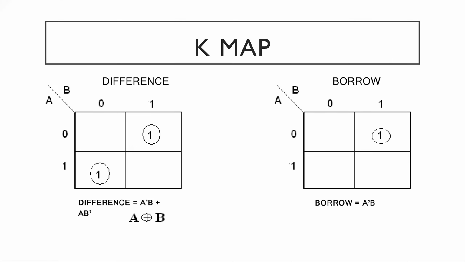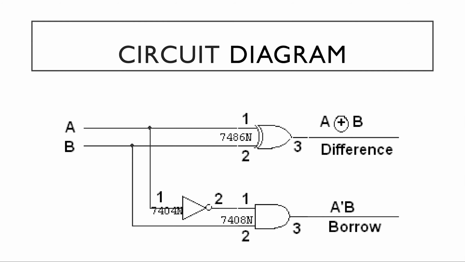Now we are going to see about the K-map of subtractor. We find the K-map and build them using two formulas, one for difference and one for borrow. The formula for difference is A'B plus AB', and the formula for borrow is A'B. And here we see the circuit diagram of subtractor.